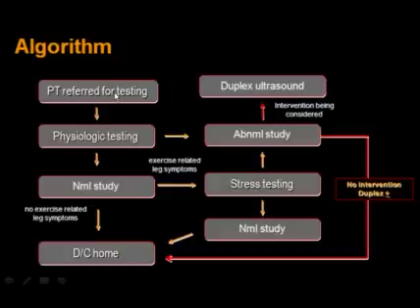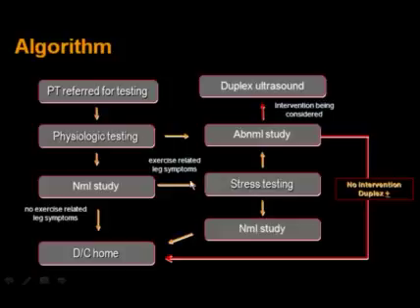The patient is referred for testing and a physiologic test is performed. If that physiologic test is normal and the patient does not have exercise-related leg symptoms, the patient is discharged to home. If the physiologic test is abnormal, the patient goes on to have a duplex ultrasound if an intervention is being considered. If there's no intervention being considered, the patient can be discharged home with or without the duplex.